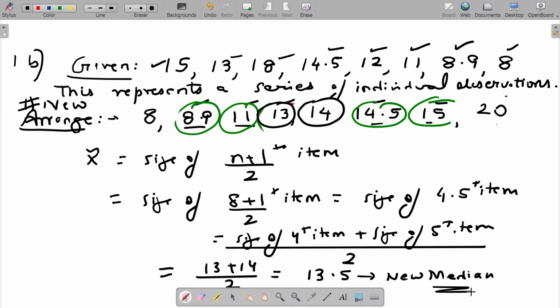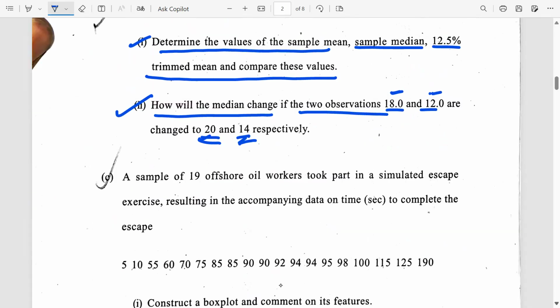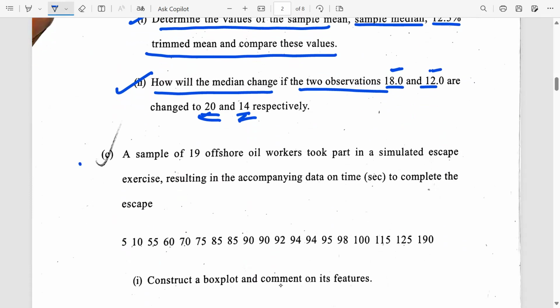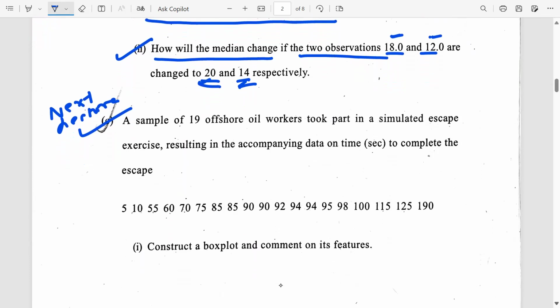Okay. So with this, we are done with question number 1, part B as well. So I stop in this particular lecture. In the next lecture, I am going to start with question 1, part C. In this lecture, we have discussed question 1, parts A and B. I start with the discussion of part C in the next lecture. So I stop in this lecture.